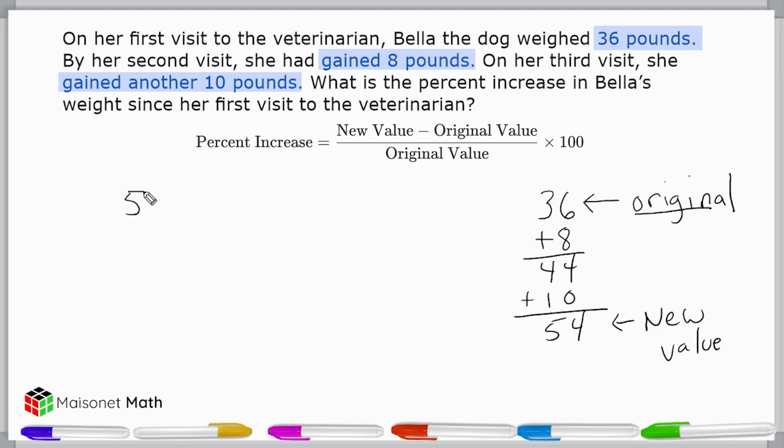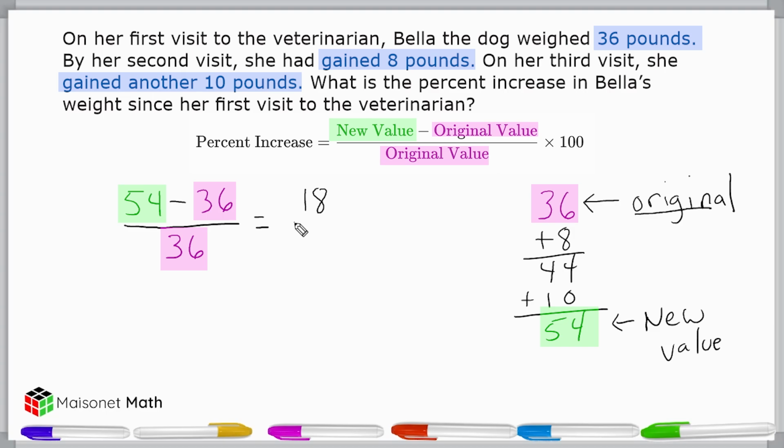So if we take 54, which is our new value, minus 36, the original value, that will give us the overall weight gain. And then we divide that by the original amount of 36. All right, the difference between these two weights is 18 pounds, which is the overall weight gain. And then we divide that by 36. Now 18 is exactly half of 36, which means that this is going to be equal to 0.5. And if we move that decimal 2 places to the right by multiplying by 100, that would give us 50. So we can see that this dog had a 50% increase in her weight from the first visit to the vet to the last visit.